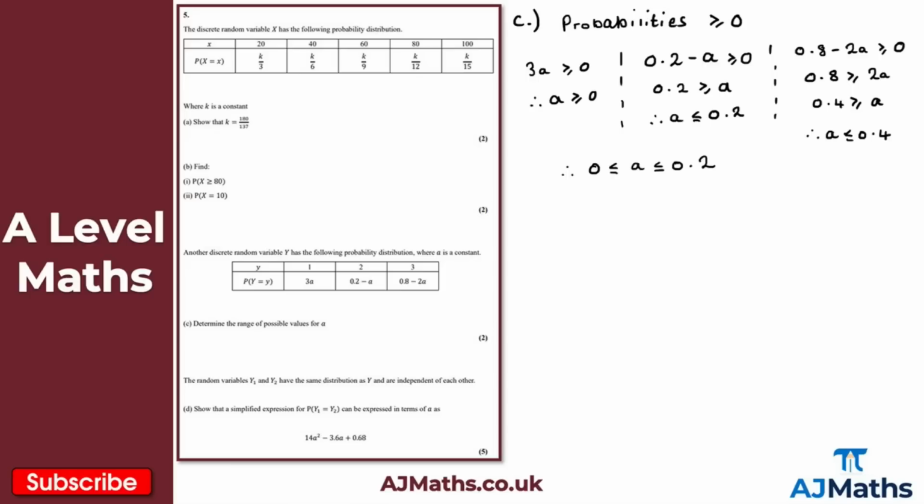And then finally, we arrive at the very last part of this question here, part D. We've got 5 marks for this part here, so quite a bit of work here. So we've got the random variables y1 and y2. We're told that they have the same distribution as y, and they're independent of each other. We're asked to show that a simplified expression for the probability of y1 being equal to y2 can be expressed in terms of a as this quadratic here.